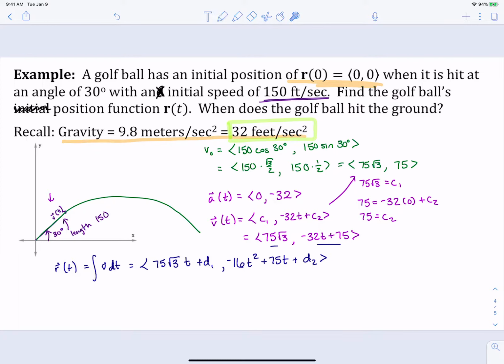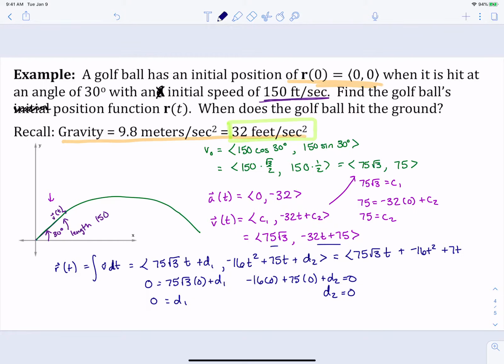And that's where the initial position comes in. This is really easy to use to find those constants, because it's telling us that when we plug in 0 for our time, our output needs to be 0. That makes it really simple. I can show you plugging it in, but if you do a couple of these, you'll realize that my constant is 0, because we're just dealing with polynomials and linear functions, so d sub 2 is going to be 0. So our position function is 75 square root of 3 t plus negative 16t squared plus 75t.